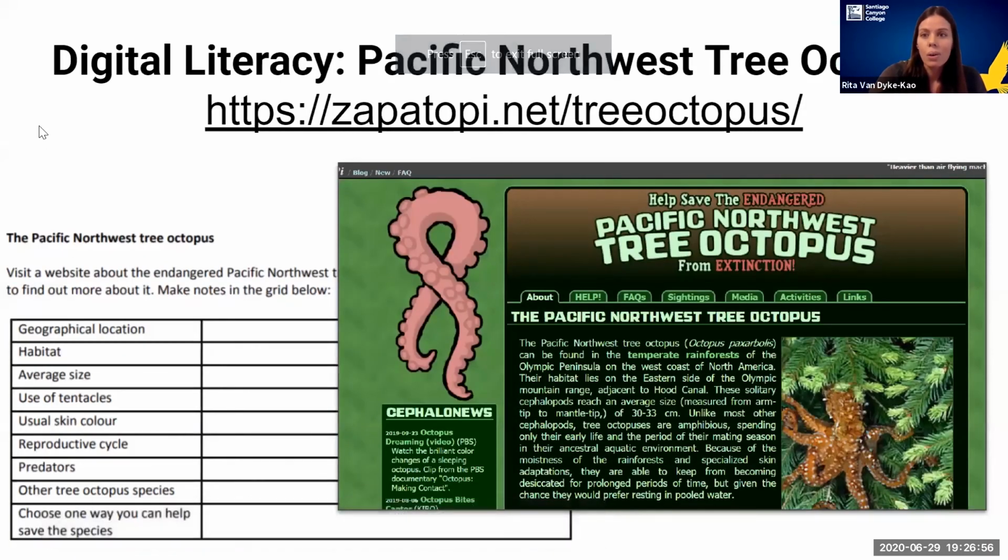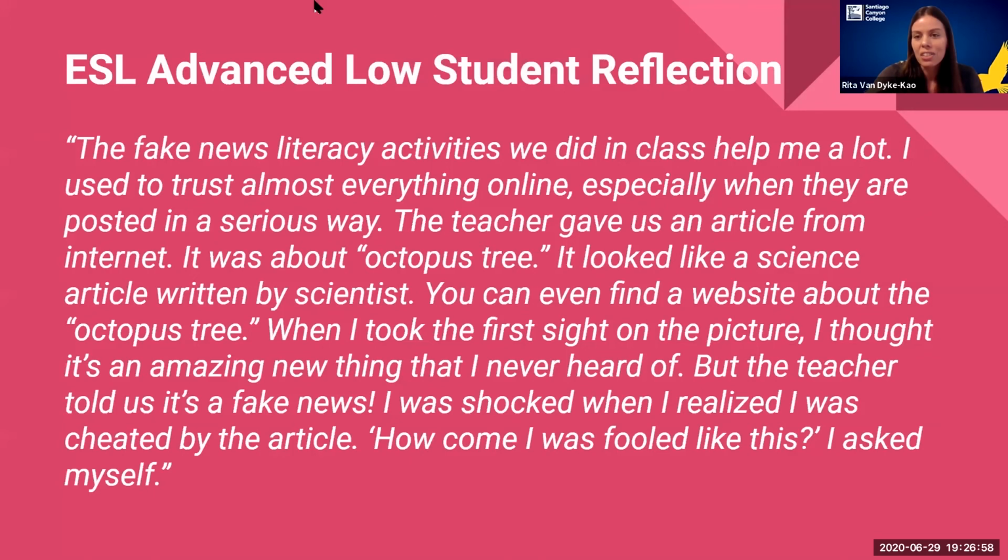So what one of my students wrote after doing this activity, this is her reflection. She said, the fake news literacy activities we did in class helped me a lot. I used to trust almost everything online, especially when it's posted in a serious way. The teacher gave us an article from the internet. It was about an octopus tree. It looked like a science article written by scientists, and that's true, it did. You can even find a website about the octopus tree.